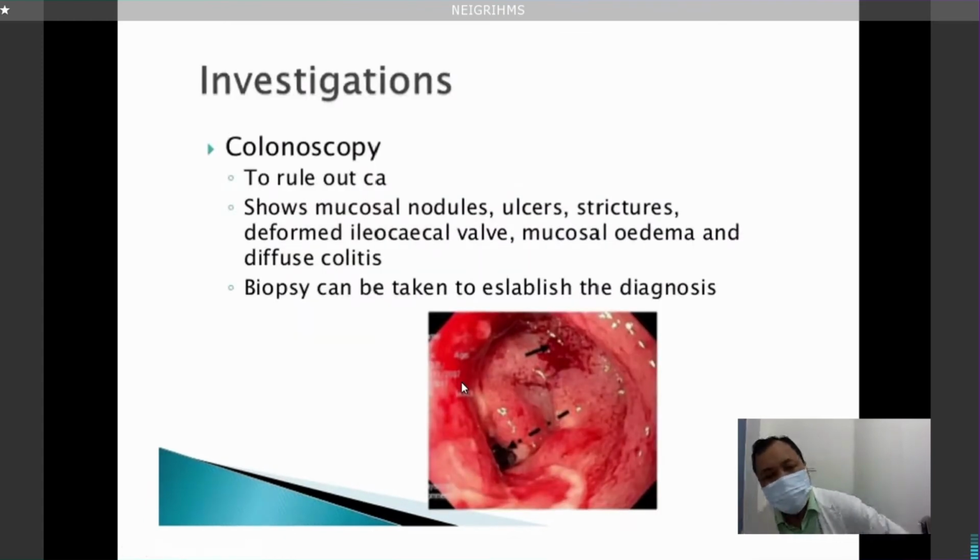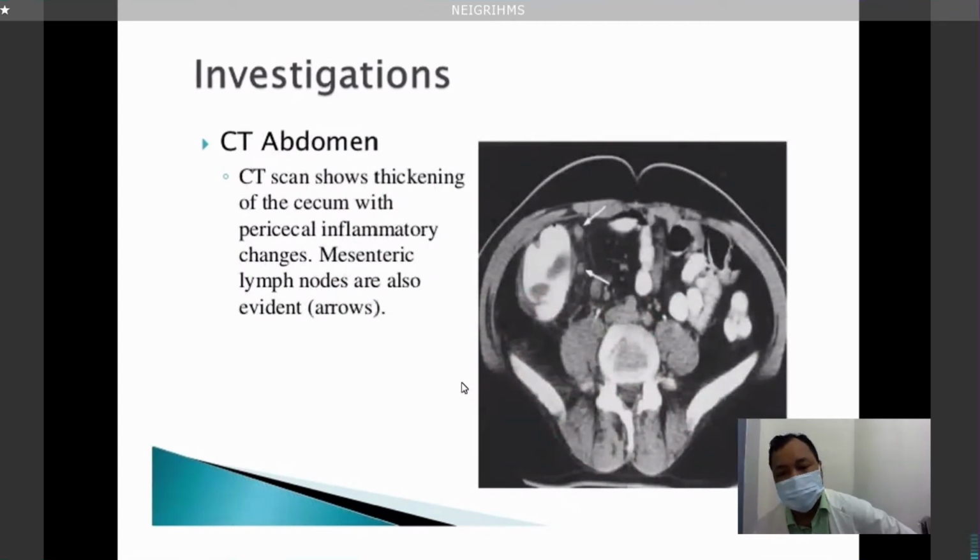You can sometimes go for colonoscopy. Colonoscopy is basically to rule out other pathologies like carcinoma or any other problems. Then CT scan will show you the dilated bowels and also the mesenteric lymph nodes, which you can see here is quite enlarged, and then the thickened bowel walls.